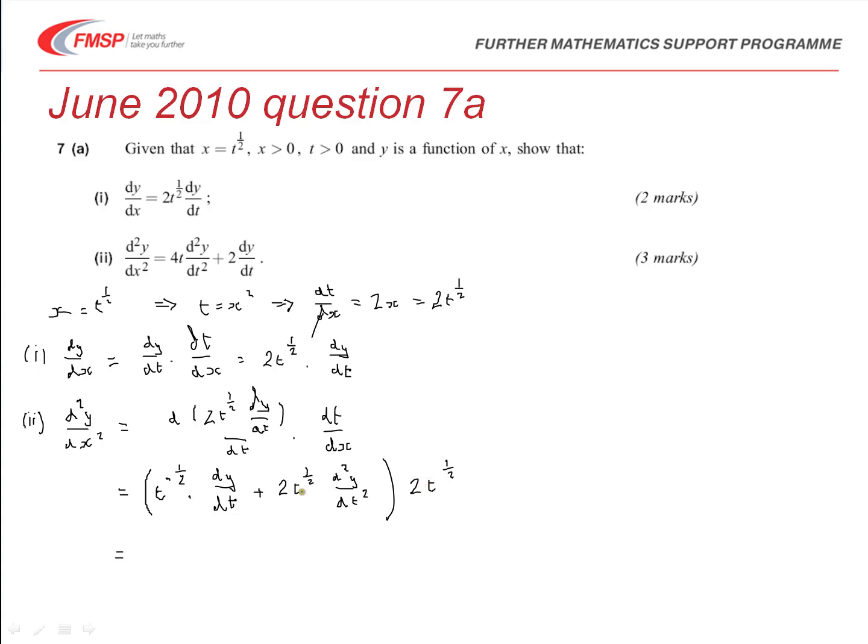And so multiplying through by 2t to the half, you can see what we're going to get. Well, the 2t to the half times that 2t to the half gives you 4t times that second differential, which is what we required, and then the 2t to the half times the minus 2t to the half will give us just minus 1, so that becomes plus 2 lots of dy by dt.